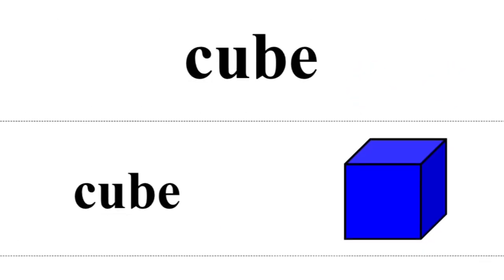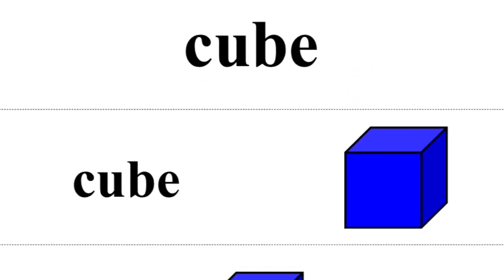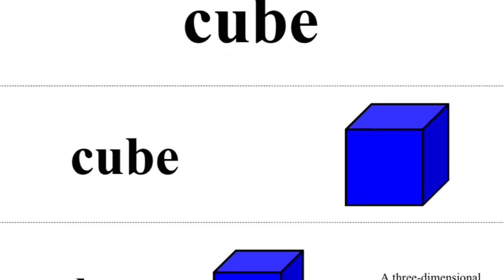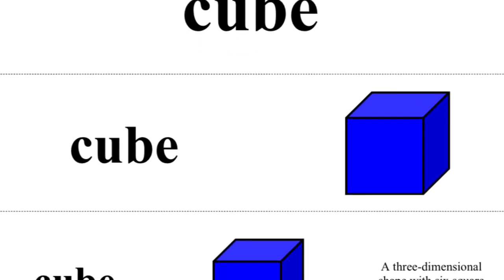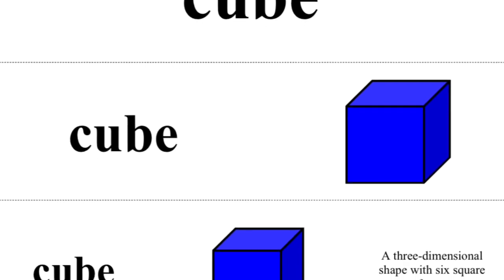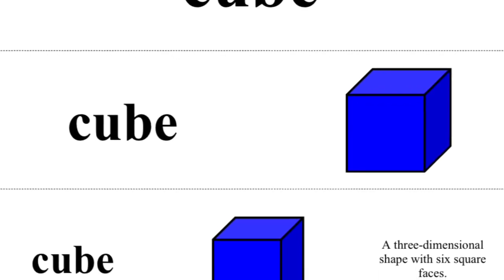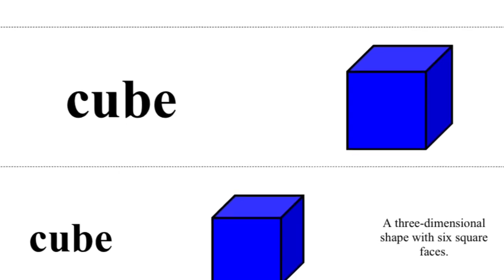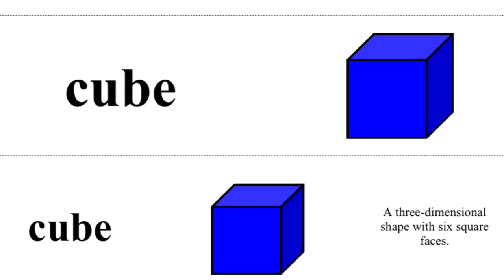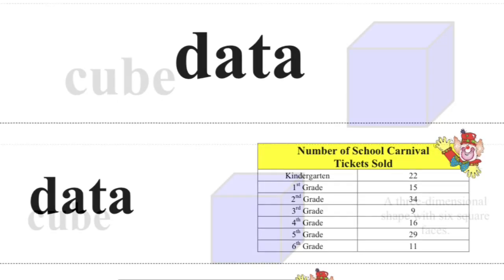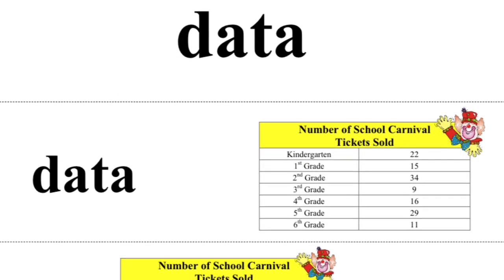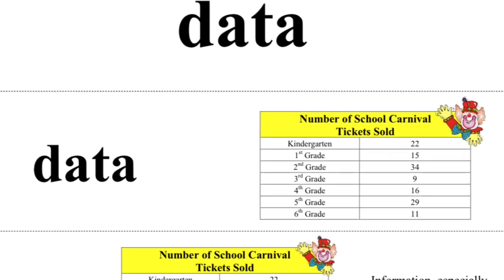A cube is a three-dimensional shape where it has 6 sides and all sides are squares. Data is information that can be used to make predictions or to calculate information.